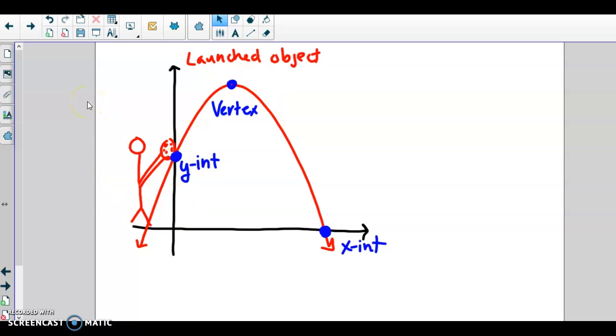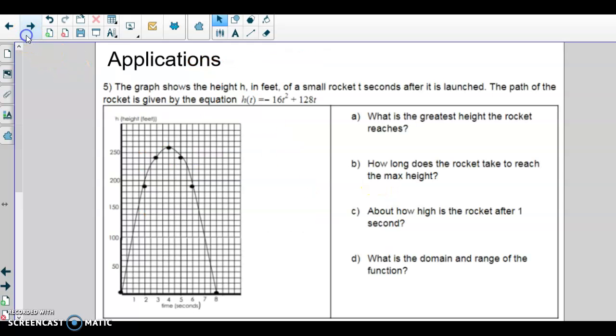There's other instances of quadratics in real life: archways, bridges, half pipe. I mean, there's so many applications of quadratics. Just one of the common ones here is a launched object. In any case, though, the vertex, y-intercept, and x-intercepts are usually the points we're really most concerned with.